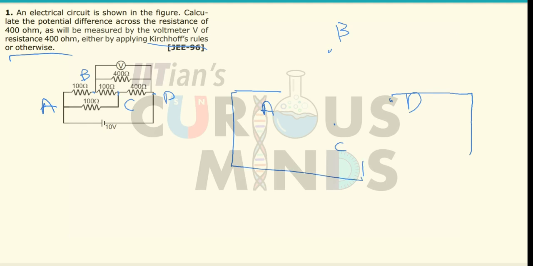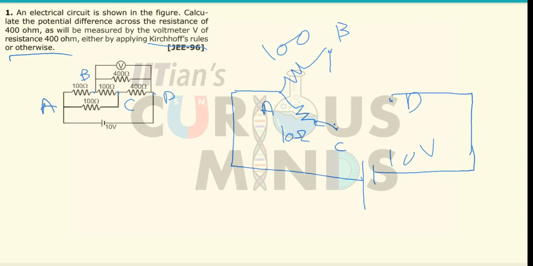To this we have connected a battery of 10 volt. Between A and B there is a 100 ohm resistor, so I will draw it like this. Between B and C there is another 100 ohm resistor. Between A and C there is another 100 ohm resistor.